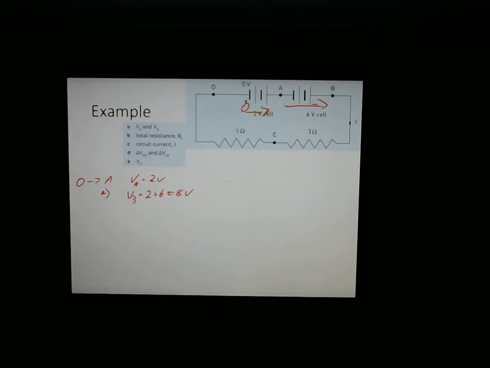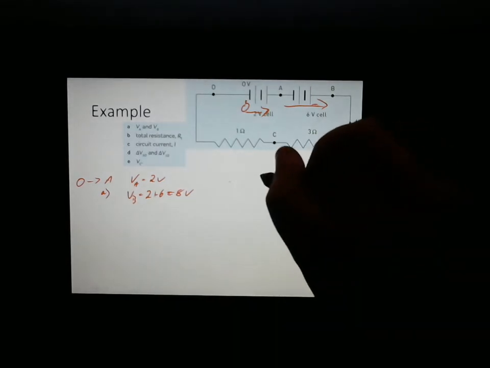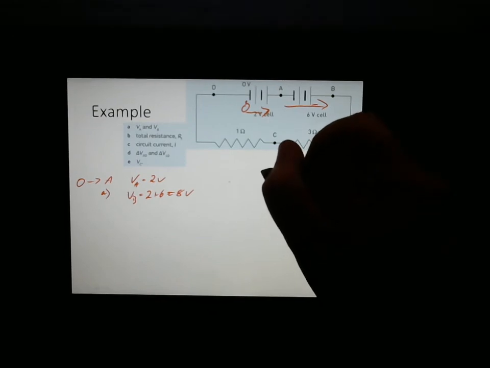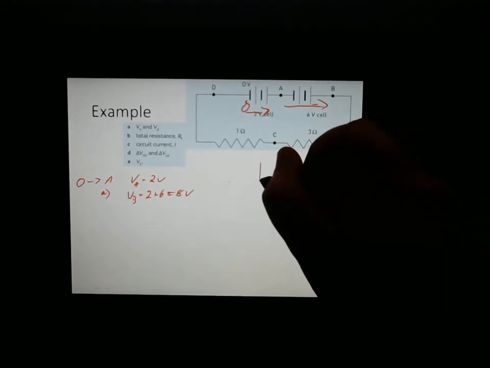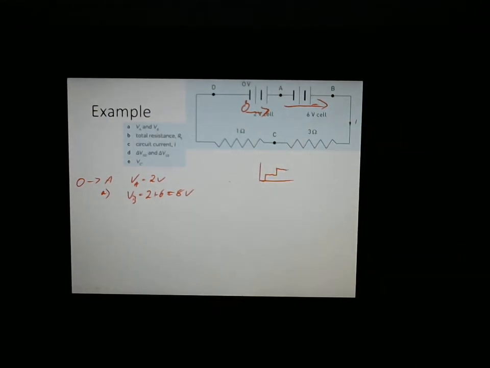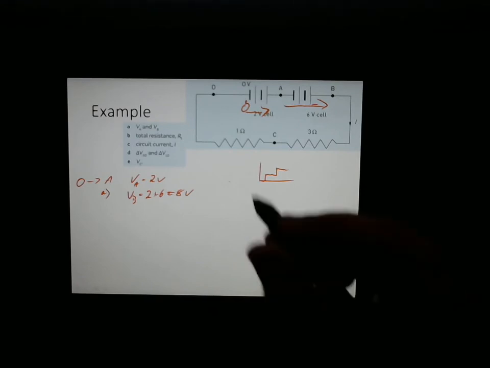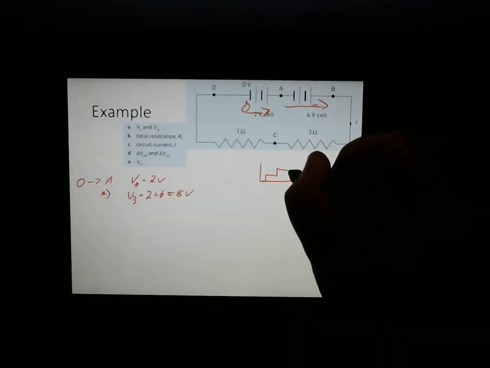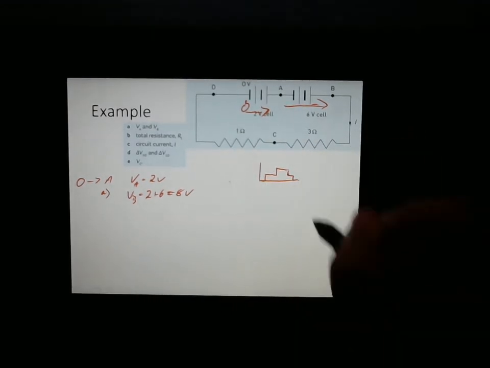Okay. So if we were to graph this out, it looks something like this. Here it starts off at 0, gets past A, goes up to 2, gets past B, goes up to 8. Sorry, had a mind blank there. And then as it comes through these resistors, it'll drop and then drop and go back to 0.